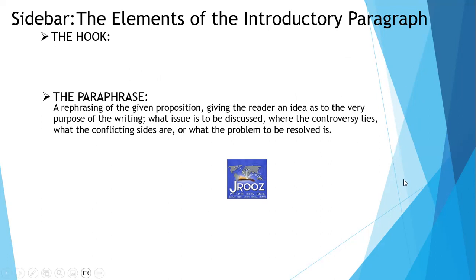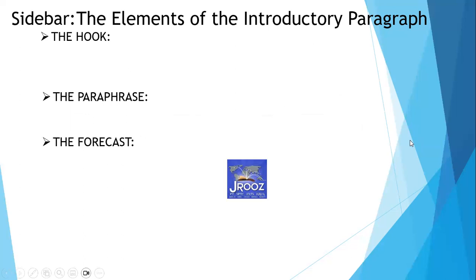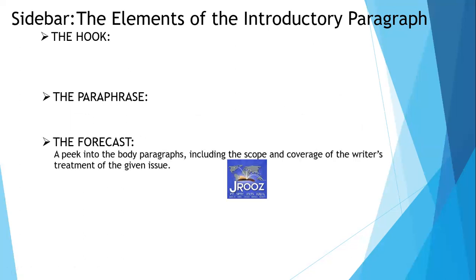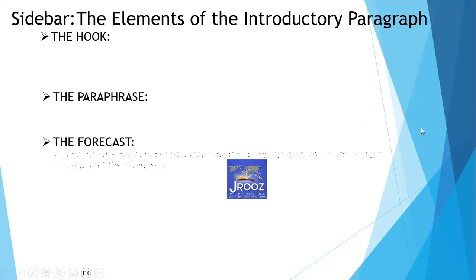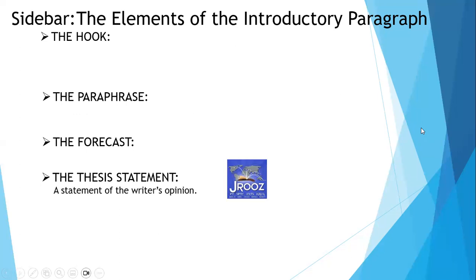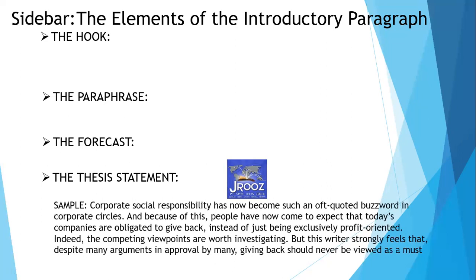Okay. The only mandatory element in the introduction. The forecast statement, a peek into the body paragraph, including the scope and coverage of the writer's treatment of the given issue. So, like this writer is going to look at both sides of the issue and will determine an amenable compromise to this controversy. That's a forecast. Finally, there's the thesis statement, a statement of the writer's opinion. That's in video 19, guys.